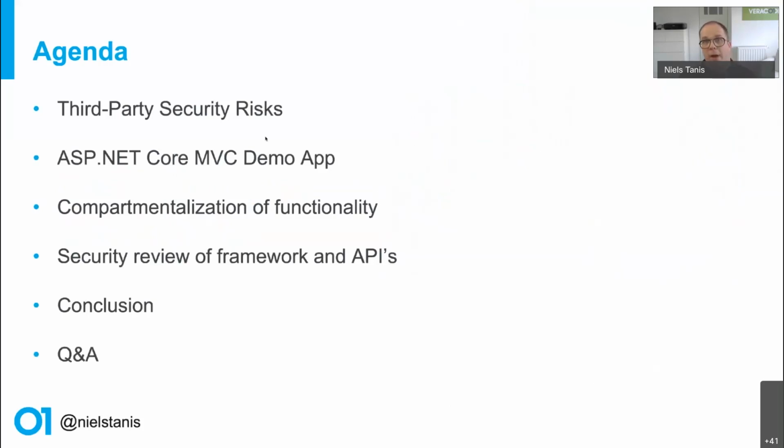So let's first define an agenda for the next 50 minutes. We're going to start out with identifying some third-party security risks, because there's a whole variety of them. I want to share some examples with you of what happens if software that we use gets compromised. Then we're going to move to the subject of the rest of the presentation. There's a demo app that uses a component that has some issues inside of the component itself.